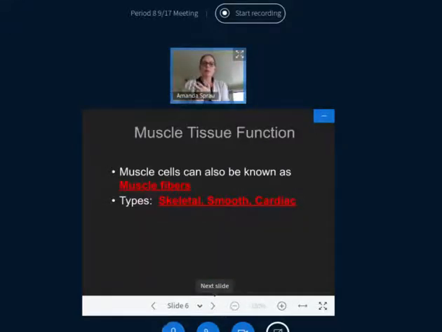Muscle cells are also known as muscle fibers. If you ever hear me say muscle cells or fibers, those are synonyms. You can use them interchangeably. There are three types of muscle tissue that we'll talk about: skeletal, smooth, and cardiac, where they're found, what they generally do, and how to identify them.